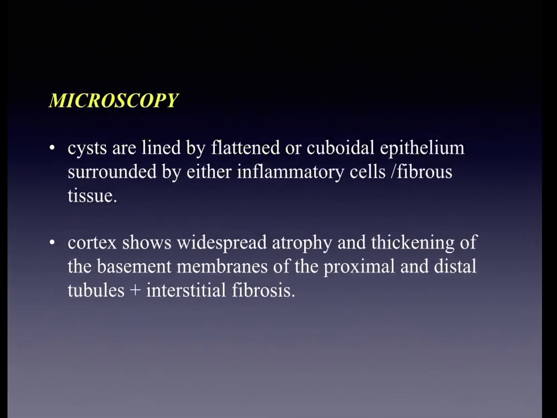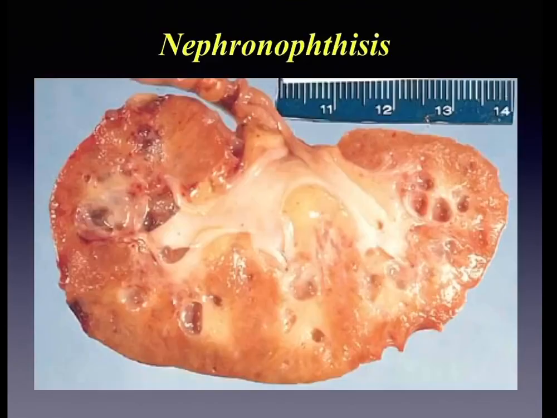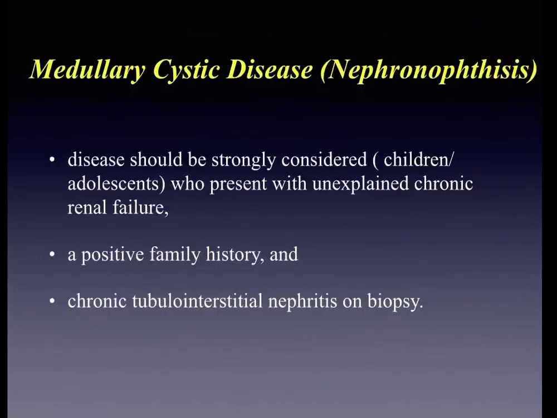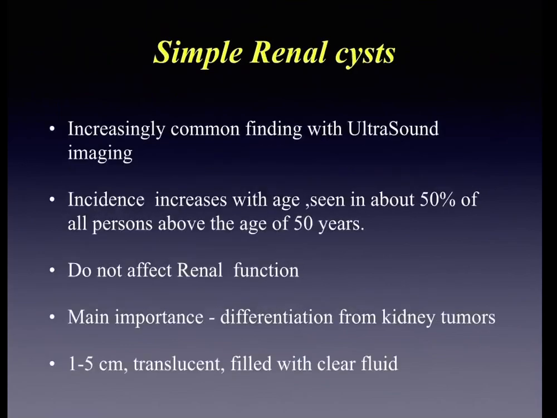So this is the cut section of the kidney. You can see those cystic spaces are present mainly in the corticomedullary region. This medullary cystic disease should be considered in patients who usually have a positive family history, and it is mainly suspected in children or adolescents who present with unexplained chronic renal failure. When you do a renal biopsy, it usually shows chronic tubulointerstitial nephritis.